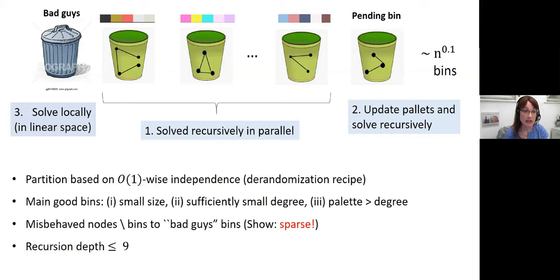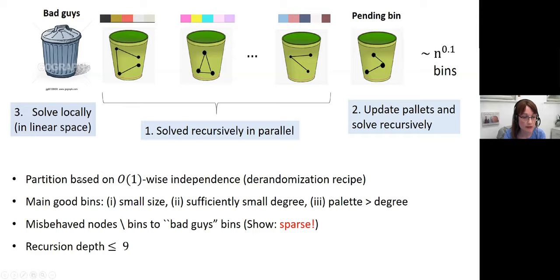If I have misbehaved nodes or bins, I just throw them to the bad guys bin, but this is going to be sparse, okay? And because the recursive partitioning rate is roughly delta to the O of one, after 9 steps, I'm going to be left with roughly N over delta nodes, and the induced graph is going to be linear. So all the leaves of this recursion are just going to be sparse and are going to be solved locally by collecting them, okay? So this is a very simple algorithm to be implemented with just constant-wise independence.